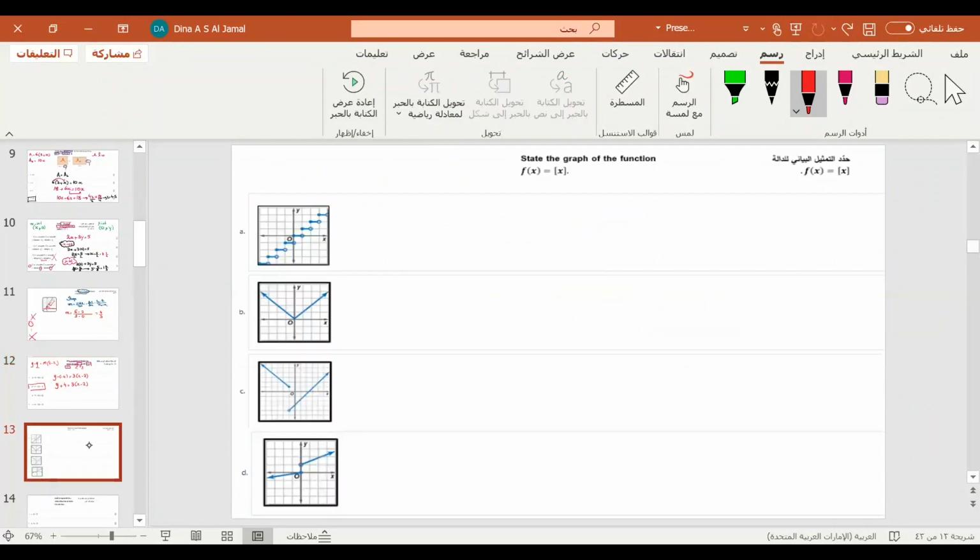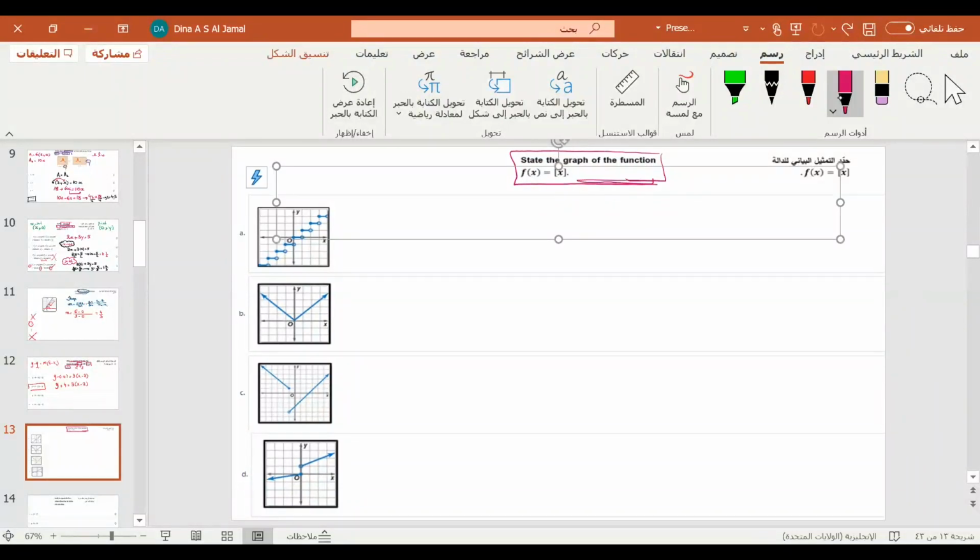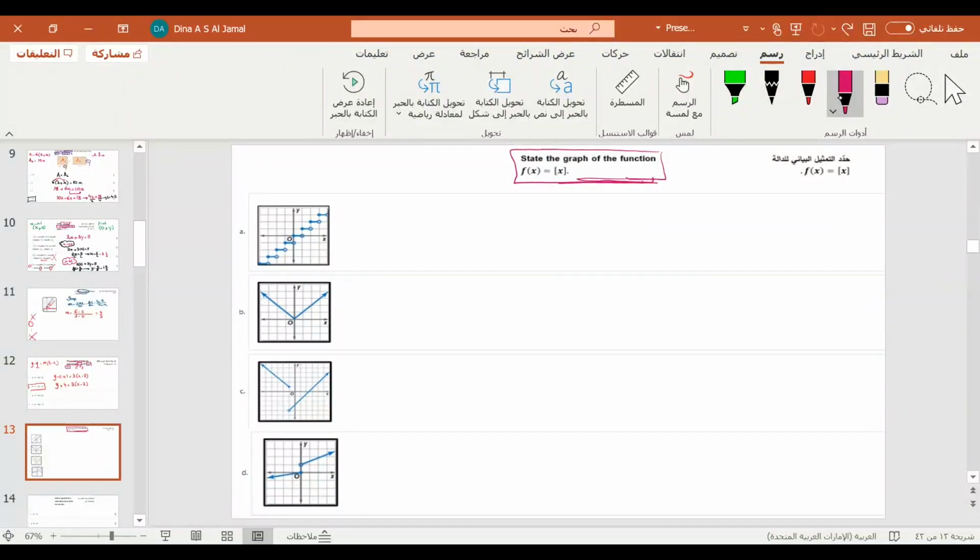Now let's go to this, which is very easy, and it was like a gift for you in the exam. It doesn't need any thinking. It just needs you to recognize what the step function is. So here we have a piecewise defined function, a piecewise defined function, an absolute value function. So this is the only one which is the step function.